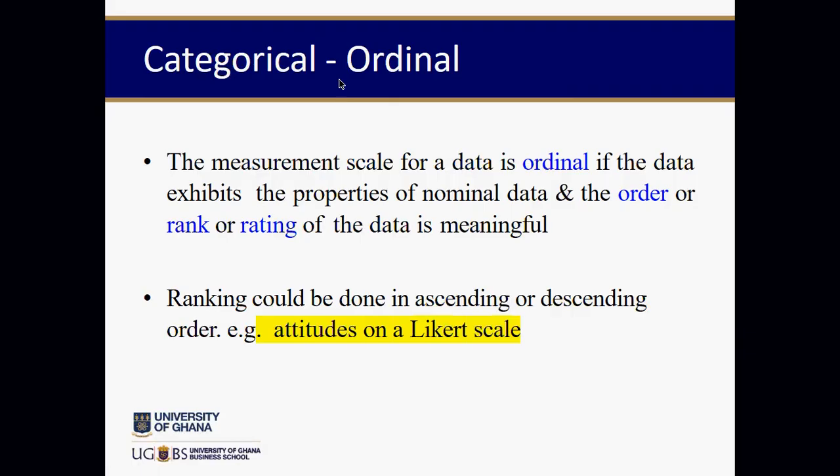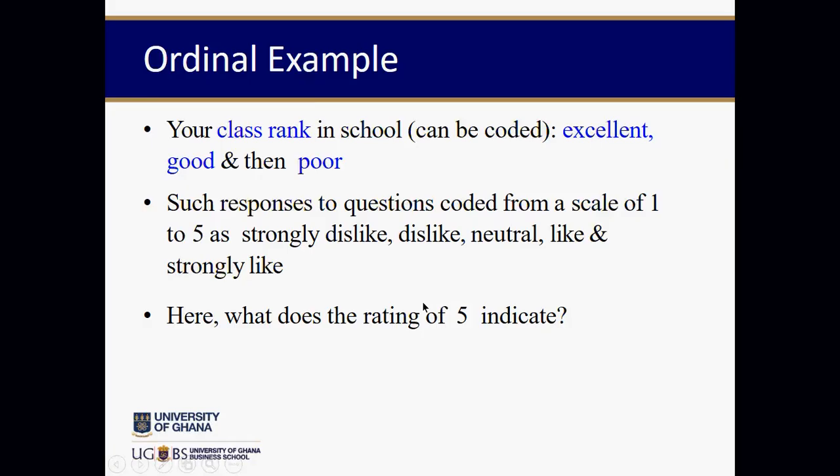So let's say most people like research methods, right? So 1 can be, let's say, disagree, and the like, agree, strongly agree, and the like. So here, ranking could be done in ascending or descending order. You can either use strongly agree as 5 or strongly agree as 1. Any of them doesn't really matter. That's what they are trying to say here.